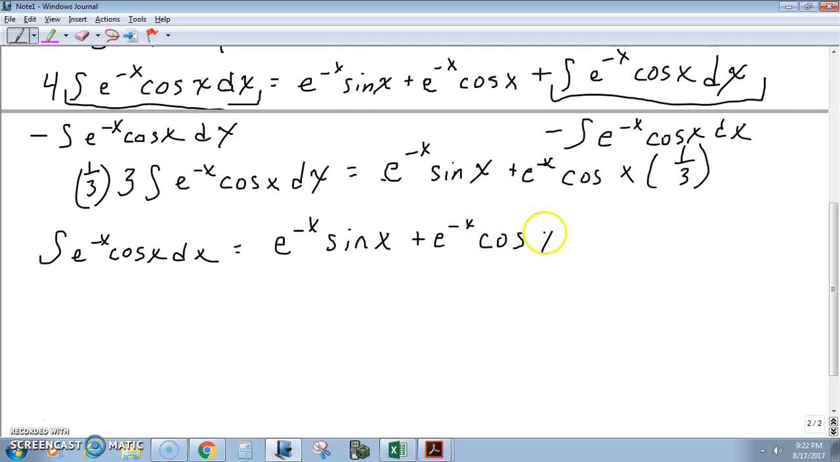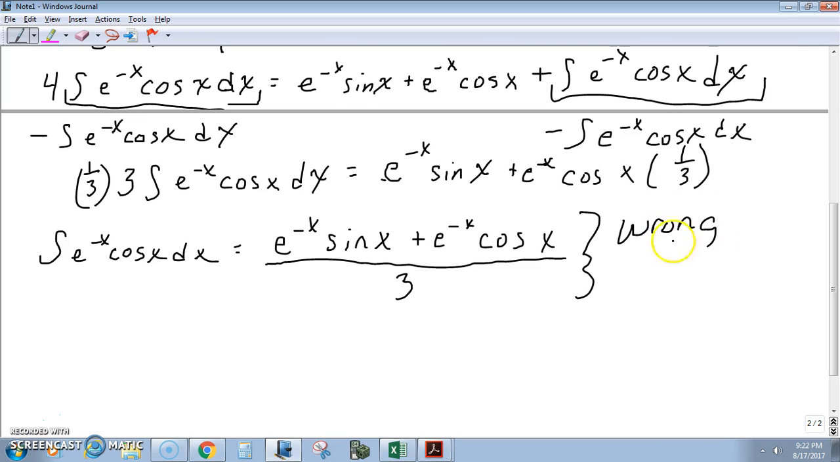Cosine x all over 3, and I think the answer in the back of the book has, like, this is what I got, and this is wrong. I'm pretty sure this is wrong. It is not the same answer as in the back of the book, but the back of the book has like a 2 times, I think, a very similar answer to mine in there.